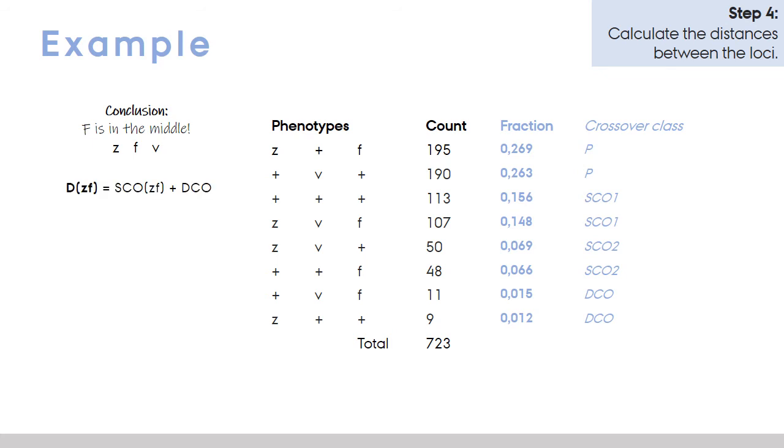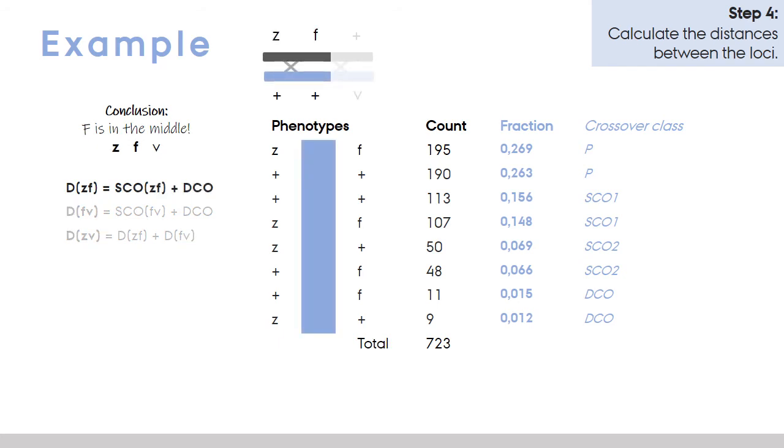So how do we calculate the distance between Z and F? We take the single crossovers between Z and F plus the double crossovers. For the distance between F and V, we take the single crossovers between F and V plus the double crossovers. And the distance between the two extremes, between Z and V, is simply the sum of the distance between Z and F and F and V. And then I get the question, how do we figure out which single crossovers represent the single crossovers between Z and F, and which ones represent those between F and V?